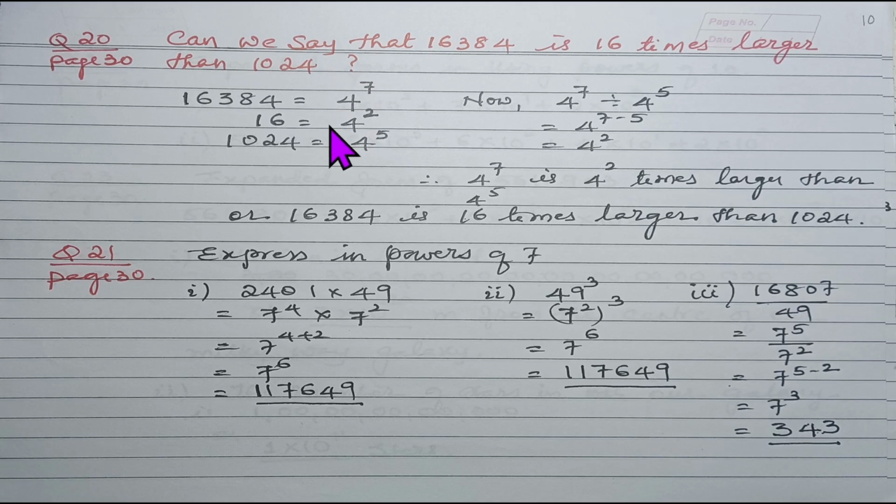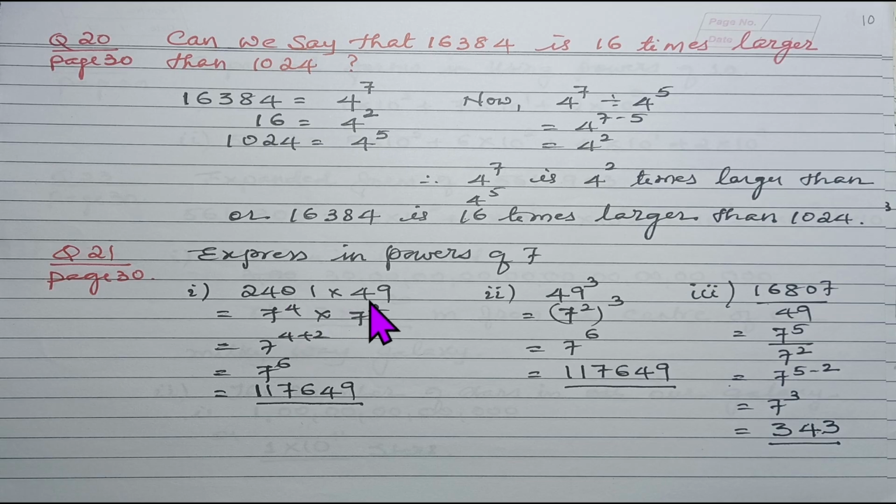So let us understand this. Now let us find out what is the value of 16,384. It is 4 raised to 7. And what is the value of 16? 4 raised to 2. And what is the value of 1024? 4 raised to 5. Now 4 raised to 7, when I divide it by 4 raised to 5, I get 4 raised to 2. That means 4 raised to 7 is 4 raised to 2 times larger than 4 raised to 5, and 100% correct answer. So therefore 16,384 is 4 raised to 2, means 16 times larger than 1024, is a correct statement.